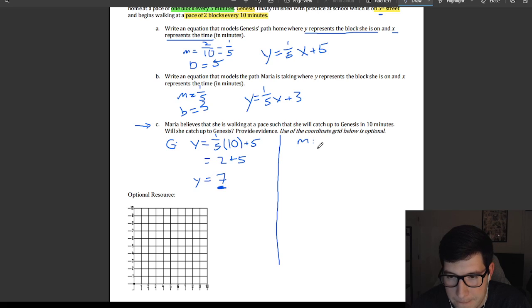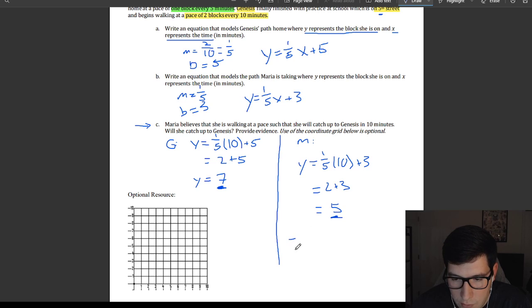Over here, for Maria, we're going to do that same thing. We're going to take that y is equal to 1/5, multiply it by 10, plus 3. So again, same math here. We're going to do 10 divided by 5, still going to give us 2, plus 3, because remember that 3 is our 3rd Street for our starting point. And we have 5. And so notice, I think we can all agree that 7 is definitely not equal to 5.